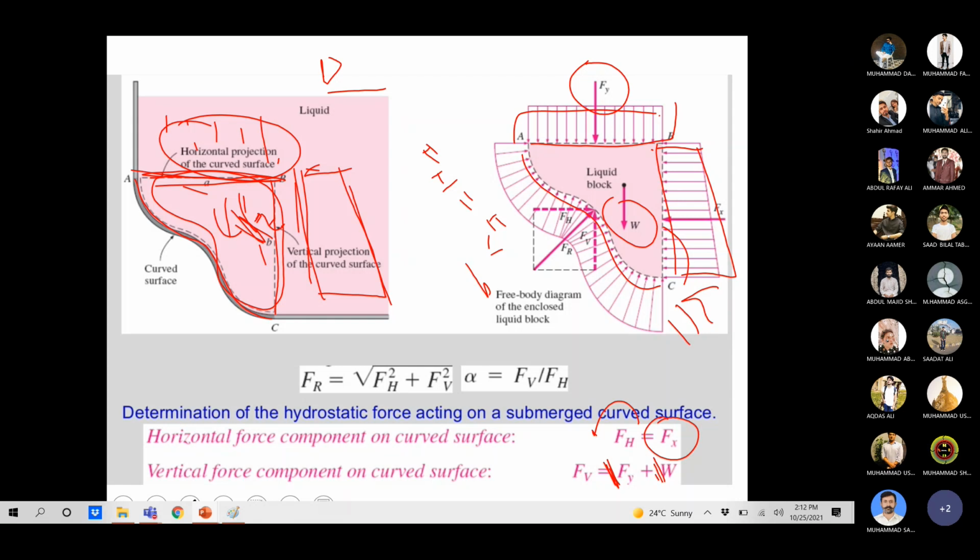So weight plus F of y. So the total summation will give us the vertical force. Okay. So and once we have f of h and f of y, we can find the resultant force f of r. So horizontal force component on a curved surface is equal to f of x, whereas the vertical force component on a curved surface, we have f of y plus w. Any question in this slide?